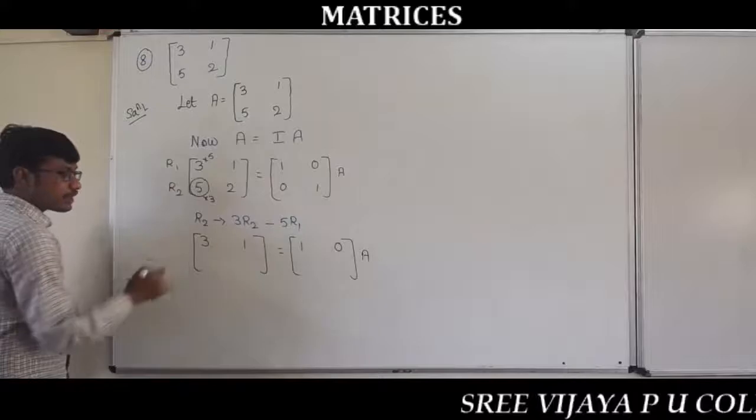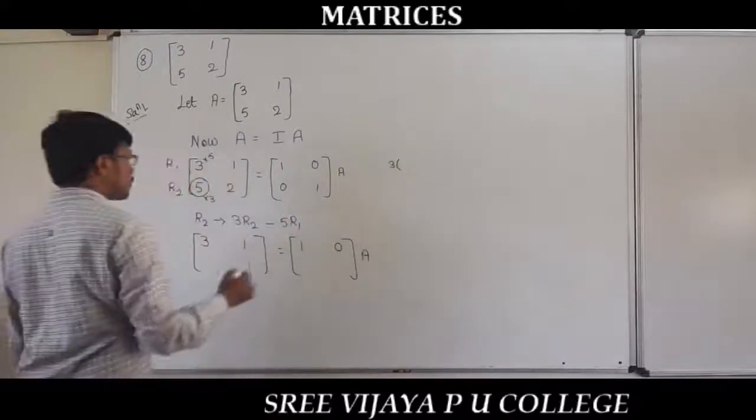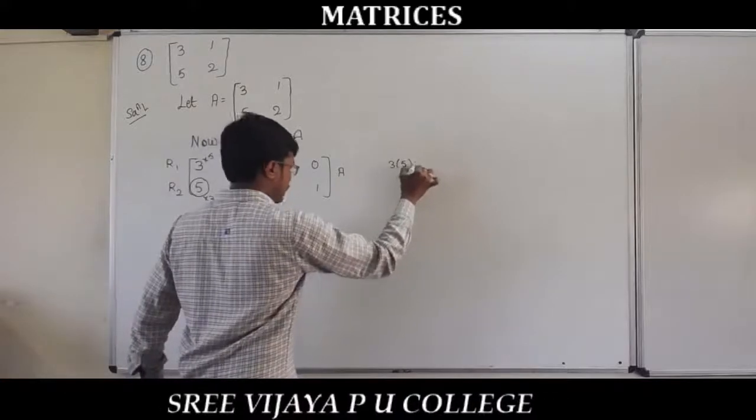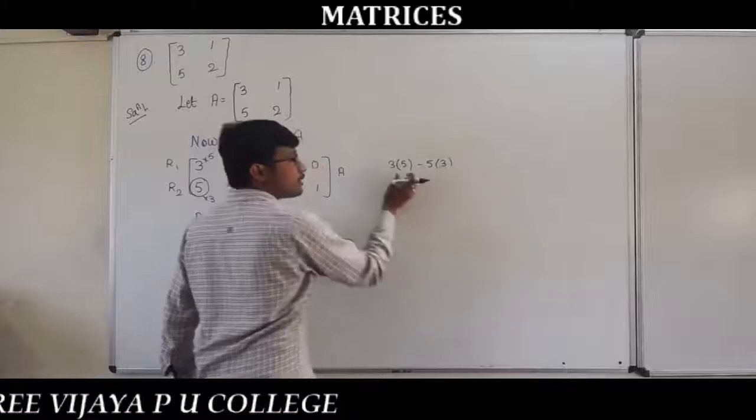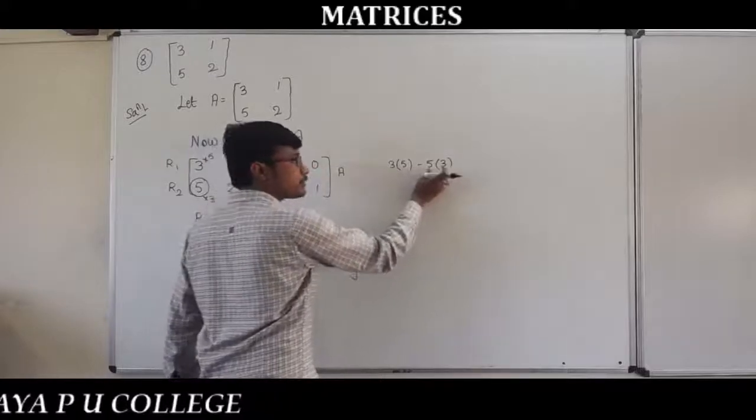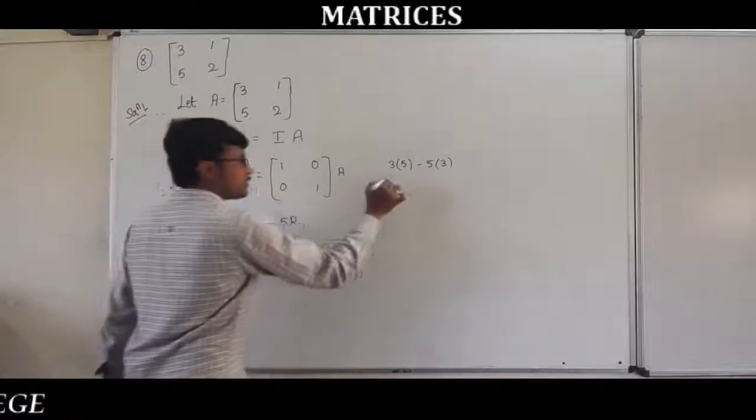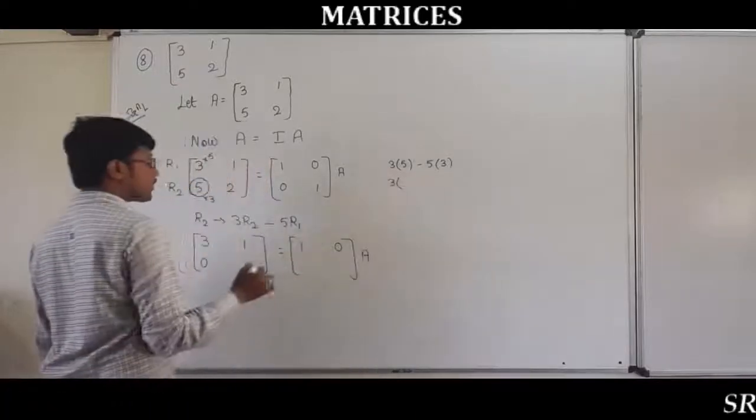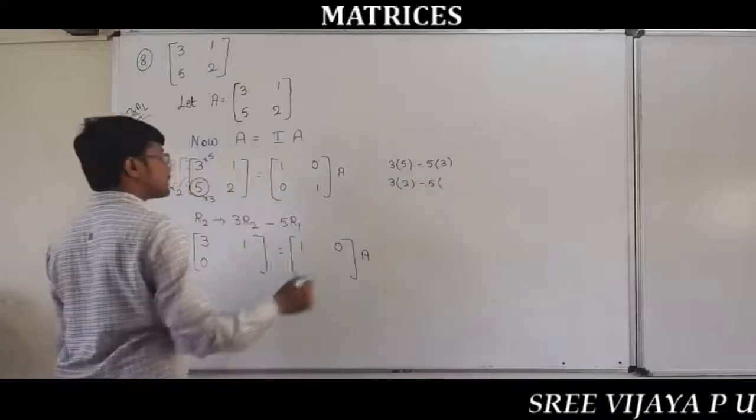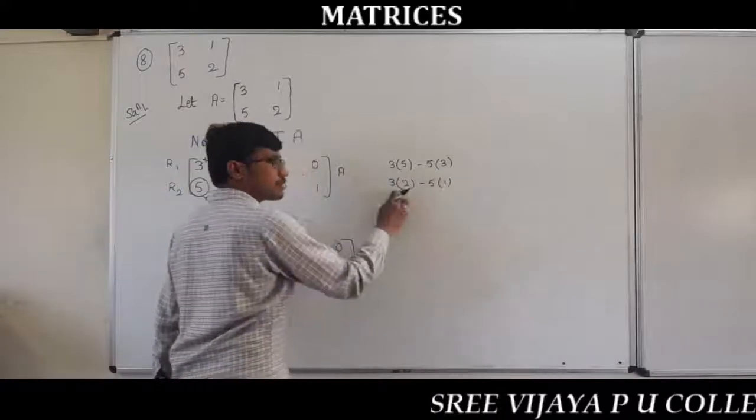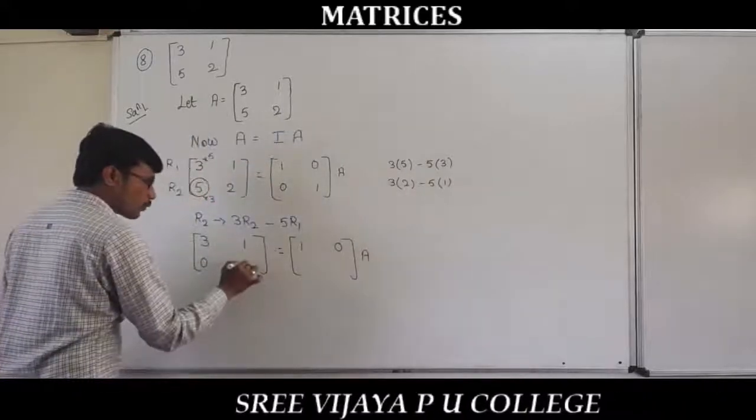So R2 can be changed according to the elementary operation. That is 3 into R2. R2 is 5 minus 5 times of R1 is 3. 3 into 5, 15. 5 into 3, 15. 15 minus 15 becomes 0. Next, 3 times of R2. R2 is 2 minus 5 times of R1. R1 is 1. 3 into 2, 6. 5 into 1, 5. 6 minus 5 is 1.